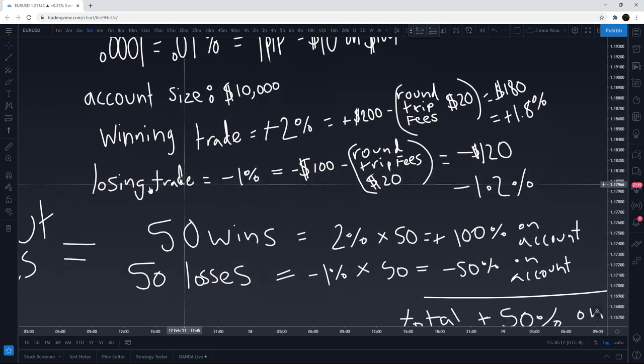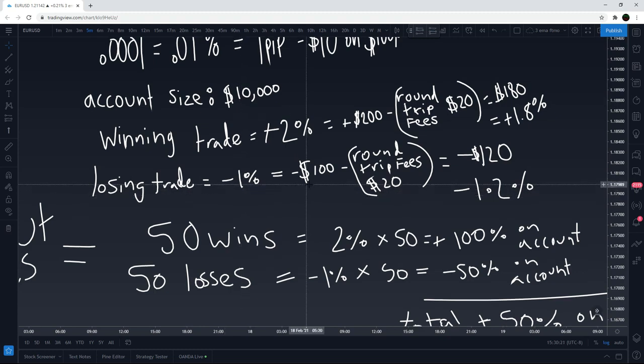Now with a losing trade, you lose 1%, so $100 of $10,000, but then you subtract round trip fees, $20, and it's minus $120 or 1.2% of your $10,000 account.